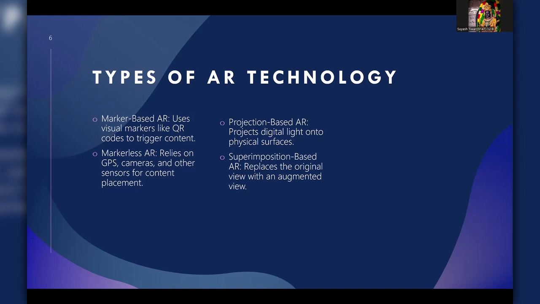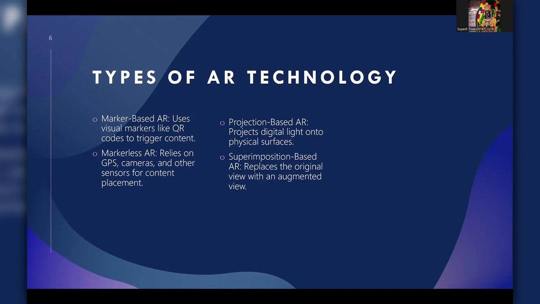Markerless AR relies on GPS and camera. This particular AR is being used in that game of Pokemon Go, where the GPS tracking system and the camera are being used to track the different Pokemons that are hiding in particular places. And superimposition-based AR, that is, replaces the original view with the augmented view.